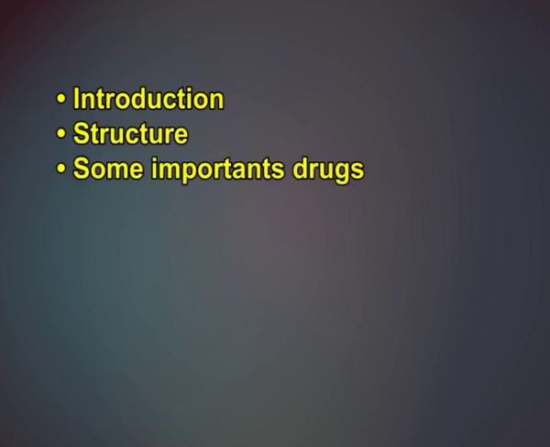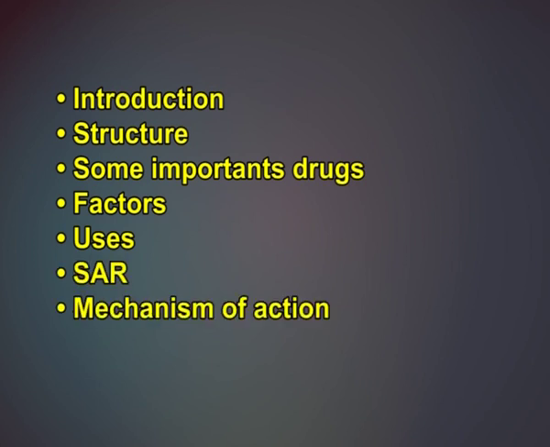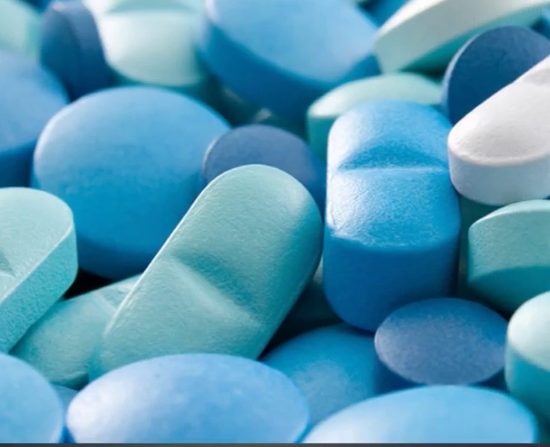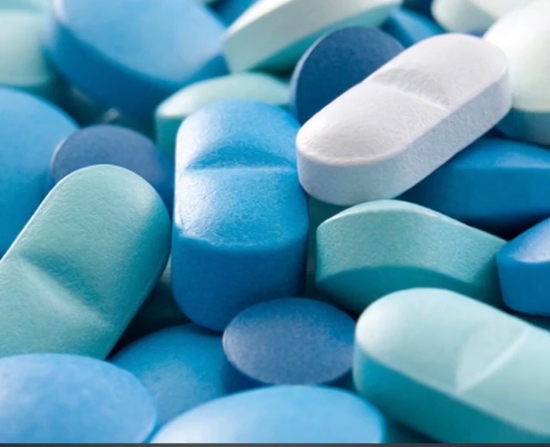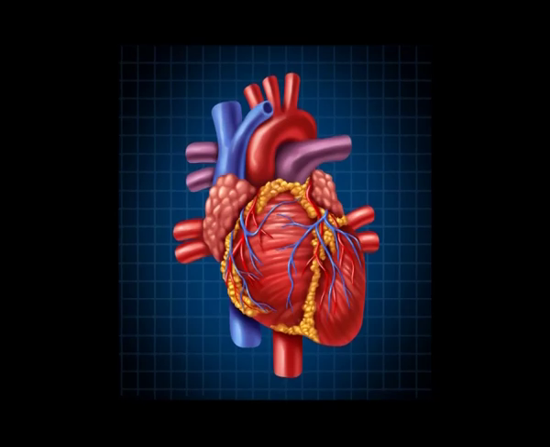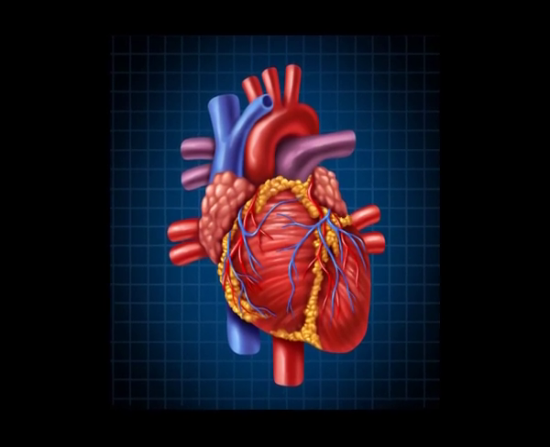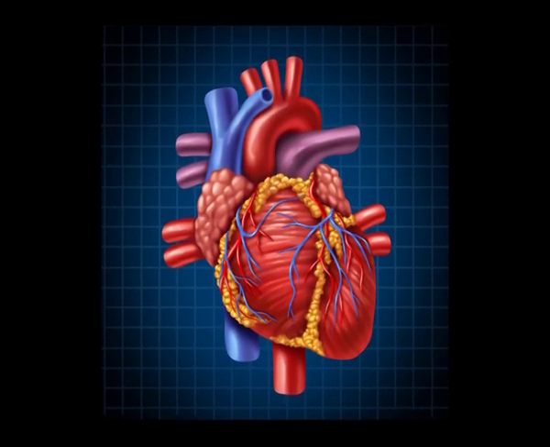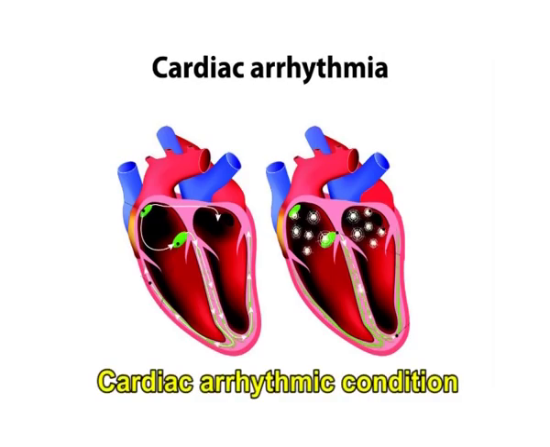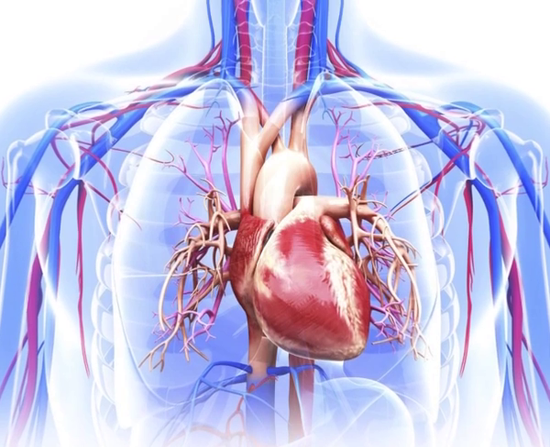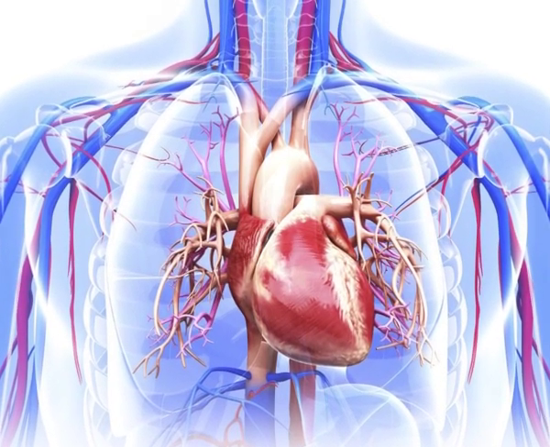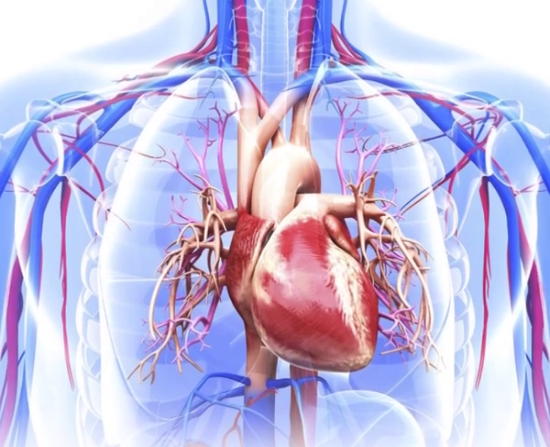Cardiotonic drugs or cardiac glycosides. Introduction, structure, some important drugs, factors, uses, SAR, mechanism of action, toxic effects. First we will take introduction. These are naturally occurring drugs which are known to occur in certain plants and in toad venom. These have direct action on the heart and are used for the treatment of congestive heart failure and certain cardiac arrhythmic conditions. The mechanism of cardiotonic drugs, therapeutic and toxic action are still not completely known.